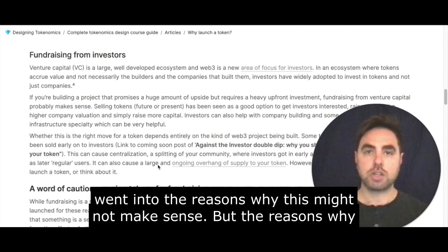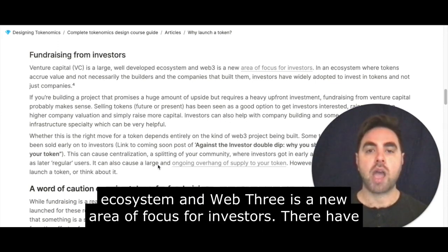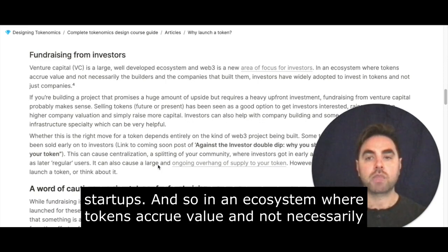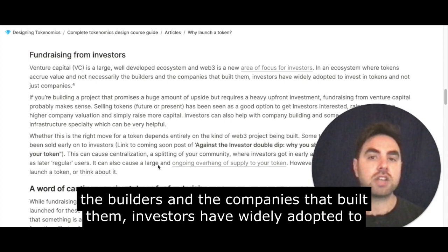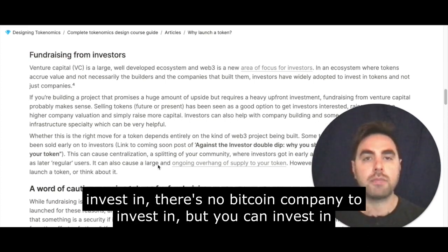And we just went into the reasons why this might not make sense, but the reasons why this might make sense is that venture capital is a really large, well-developed ecosystem, and Web3 is a new area of focus for investors. There have been multi-billion-dollar funds launched over the past 2 years in investing in startups. And so in an ecosystem where tokens accrue value, and not necessarily the builders and the companies that built them, investors have widely adopted investing in tokens and not just companies, right? There's no Ethereum company to invest in. There's no Bitcoin company to invest in, but you can invest in those tokens.